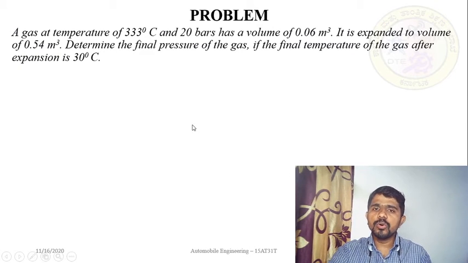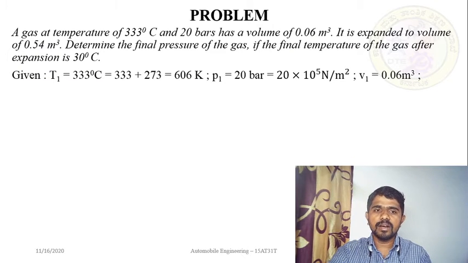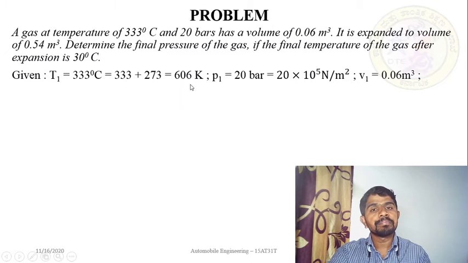Now what should you do? Yes, you have to write down the data, what all has been given. T1, the initial temperature, is how much? 333 degrees centigrade, which you can convert from degrees centigrade to Kelvin. Of course you know it, no need to repeat again. And 20 bar, for this condition of temperature, what is the pressure? Pressure P1 is equal to 20 bar.